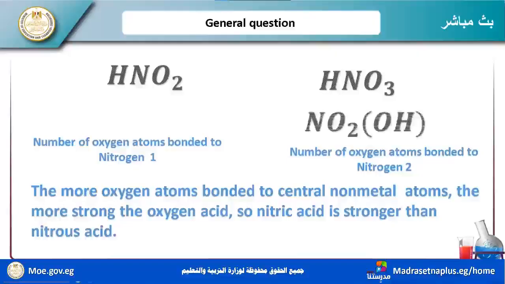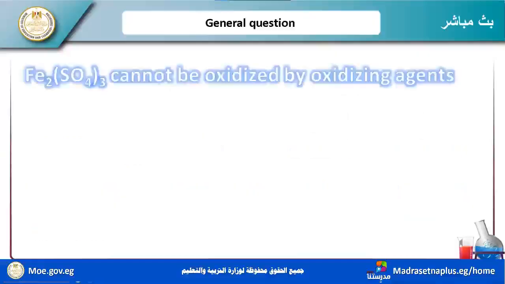So HNO2 is lower than HNO3 in its oxidation number. In this slide B, Fe2(SO4)3 cannot be oxidized by an oxidizing agent. If you study this compound, you find Fe is +3 and SO4 is -2. Using the oxidation number of oxygen, 3 times -2 is equal to -6. Here iron is +6 divided by 2, so equal to +3.